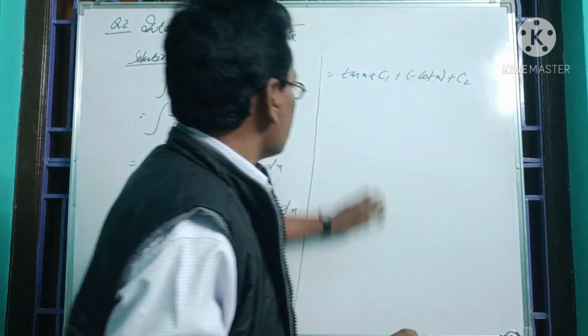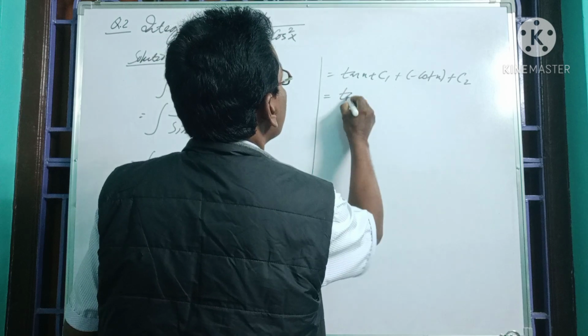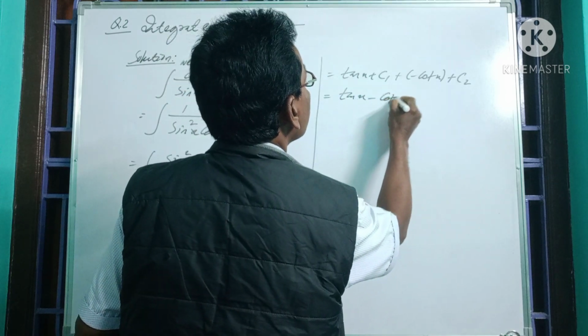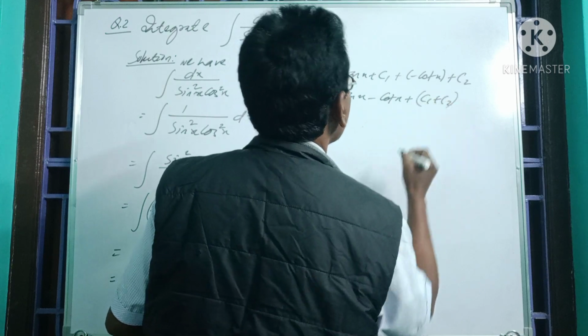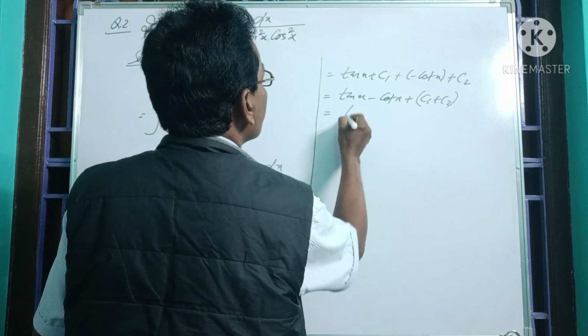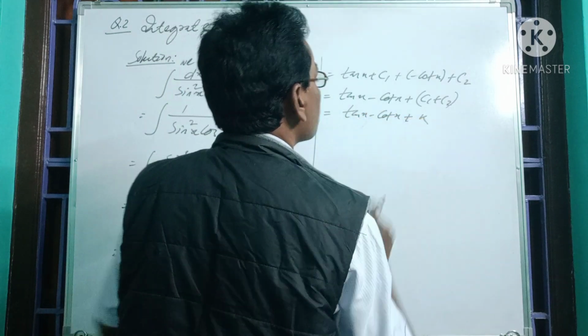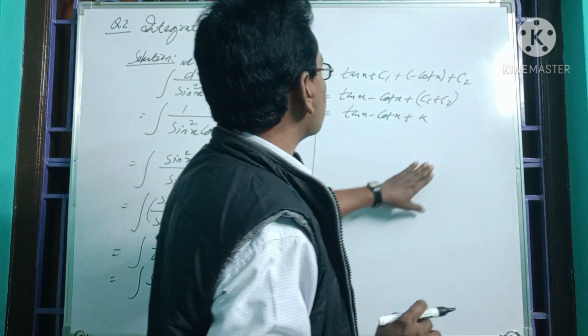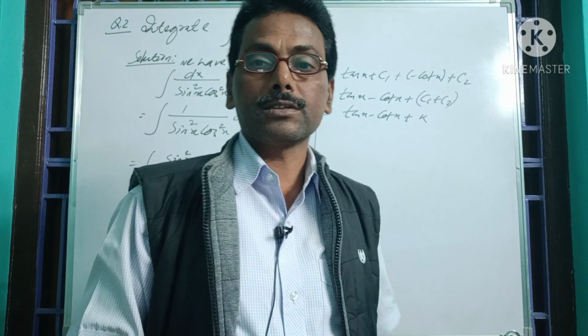So after integration, let us collect the constants and the functions like this: we have tan x minus cot x plus c1 plus c2, where c1 and c2 are constants of integration. So after collecting the constants and functions, finally we have tan x minus cot x plus k in place of c1 plus c2, where k is the final constant of integration. Hence in this process we completed the integration.